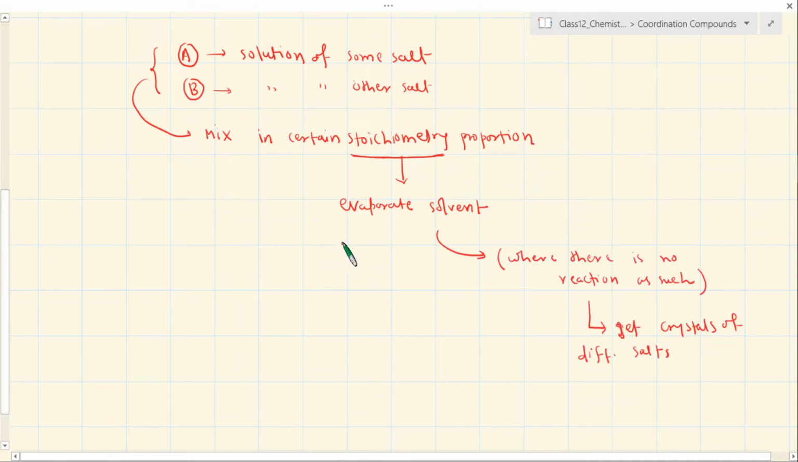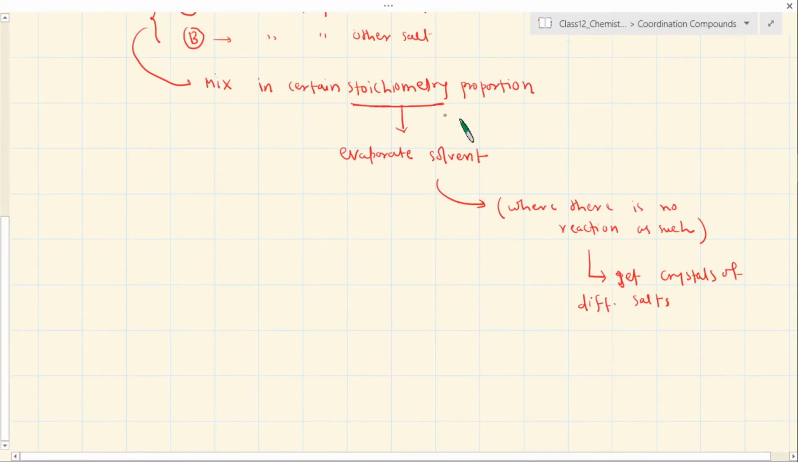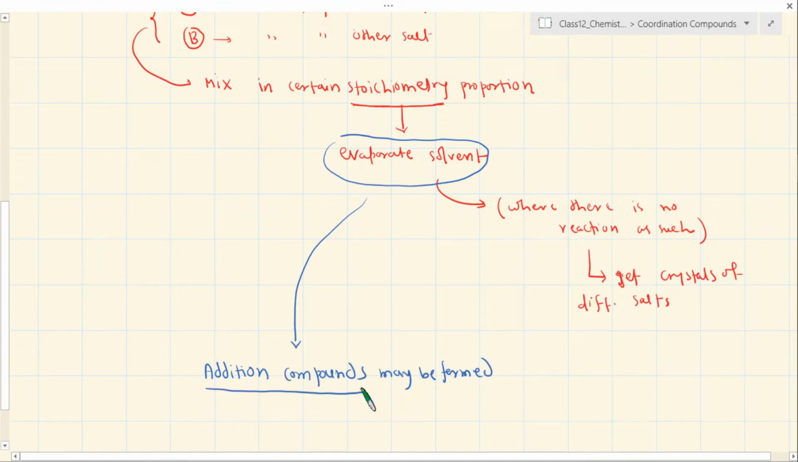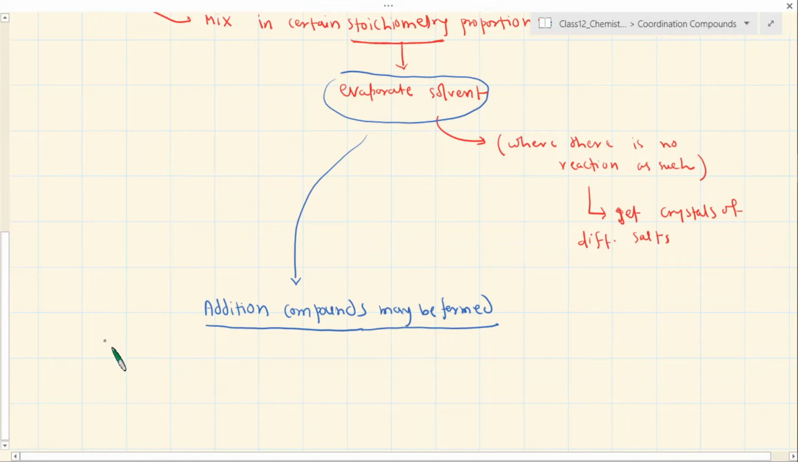Fine. There is another scenario which I am going to discuss with respect to this chapter. Out of this mixture, after you have done the evaporation of the solvent, there is a possibility that some kind of compounds can be formed which are known as addition compounds. You will know it soon, don't worry about it. So here the situation will be, you will get only one kind of crystal.